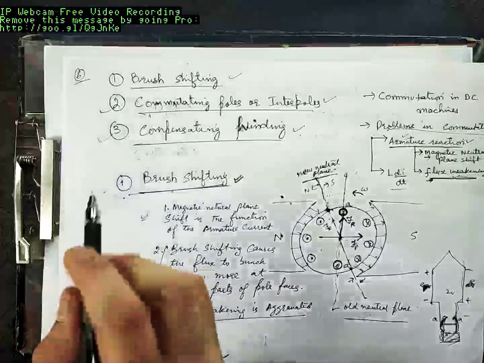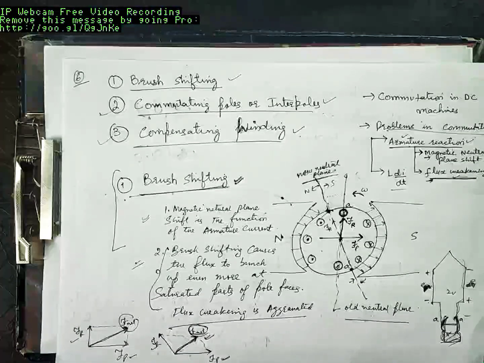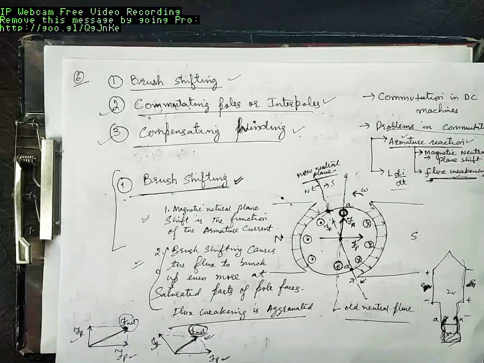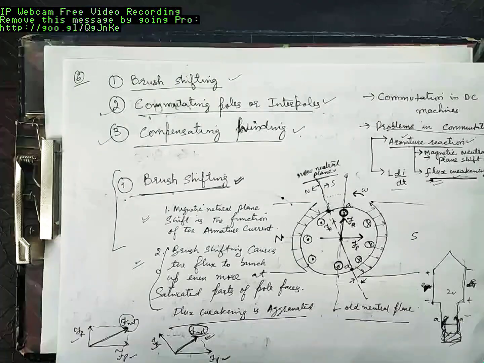We discussed at length the method of brush shifting for solving problems in commutation, where we finally concluded that the brush shifting technique, though to some extent may solve the problem of magnetic neutral plane shift, cannot solve the problem of flux weakening. In fact, the brush shifting method aggravates the problem of flux weakening. That was the reason that the brush shifting method is used only for motors of very small rating.